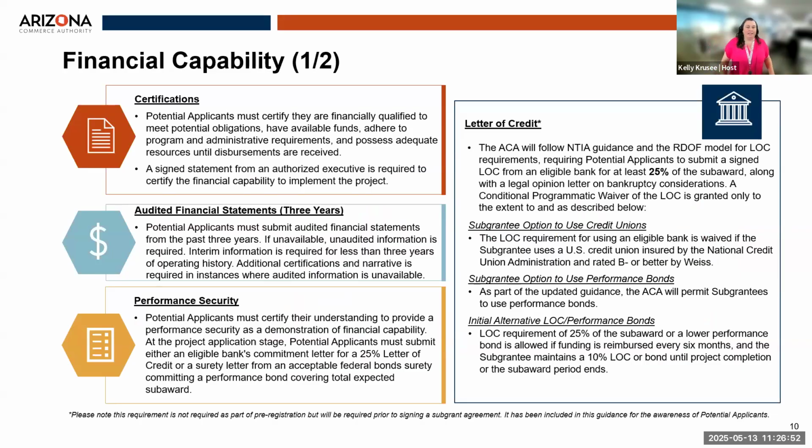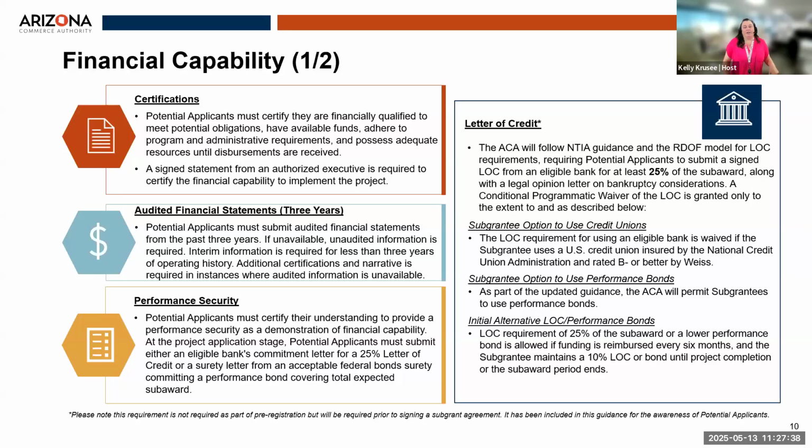All right, so first section is the financial capability. And here we've got a number of things on the screen. We'll start with the top one, the certifications. Here we're asking applicants to certify that you are financially qualified to meet the obligations of the grant, that you have the available funds, you can adhere to the requirements, and you have the resources available until the disbursements are received. You'll see there that we're asking for a signed statement from an authorized executive, and that signed statement can be on letterhead coming from a signed executive or authorized representative from your organization.